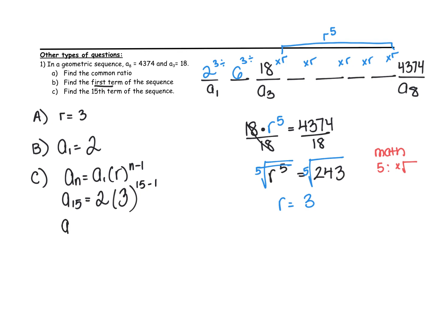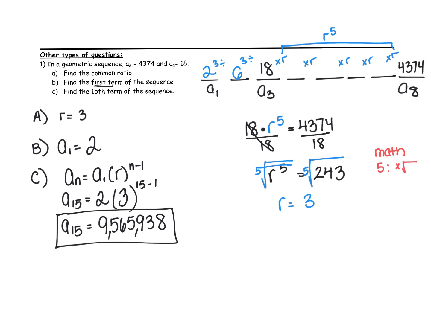All right, I got a very large number. I got 9,565,938. So if we go backwards, 9,565,938 would be the value of the 15th term.